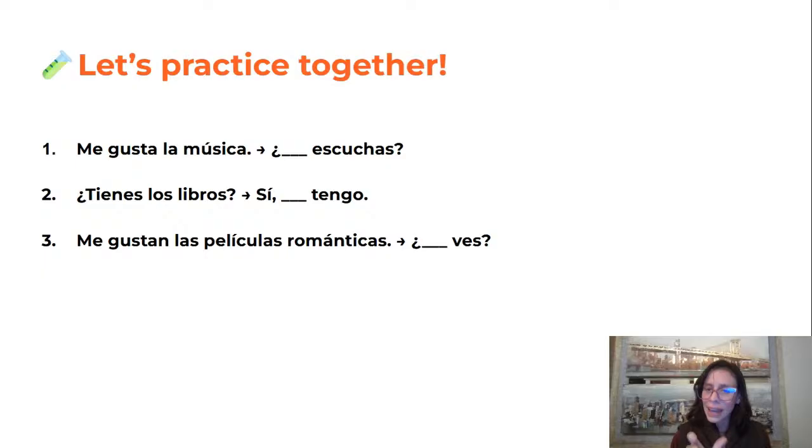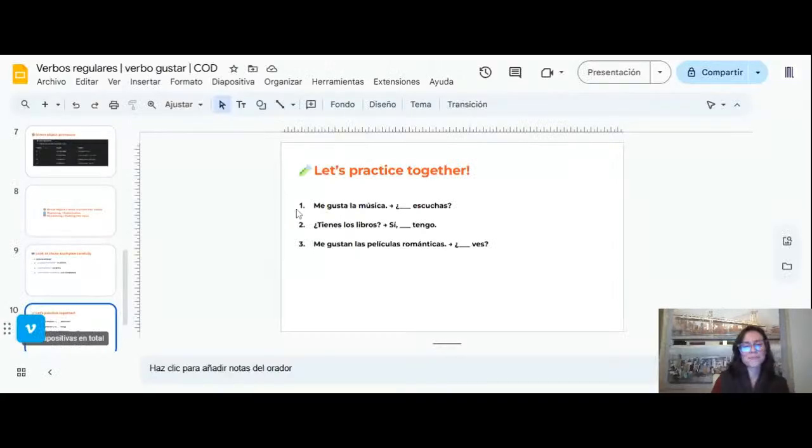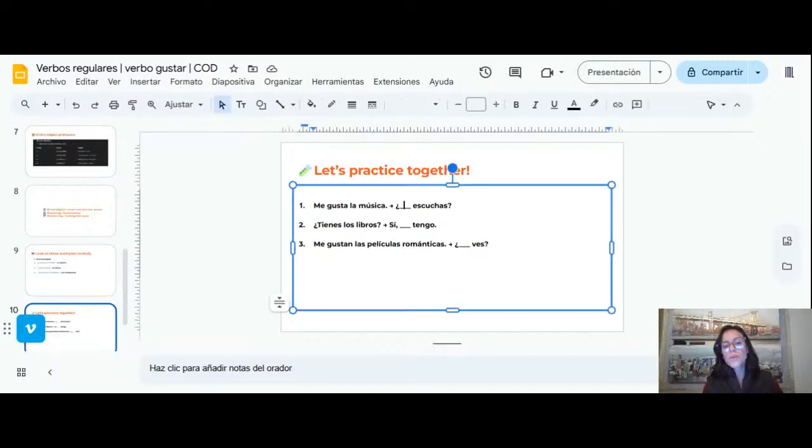In this blank, what do we have to add? Because the next word says escuchas. Like, you listen. So maybe the question is, do you listen? Do you listen to it? Do you listen to the music? But in this case, we have to replace the music. How do we replace the music? By it. In Spanish, how would it be? Me gusta la música. I like music. Do you listen to it? So the question will be, ¿la escuchas?